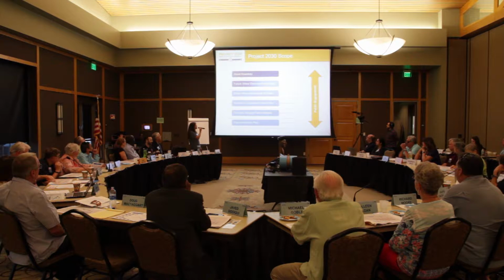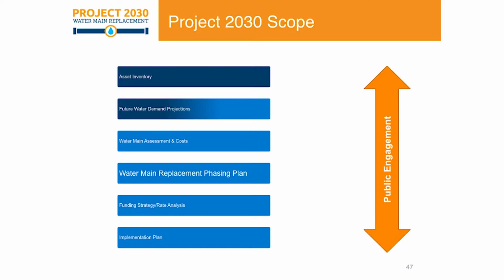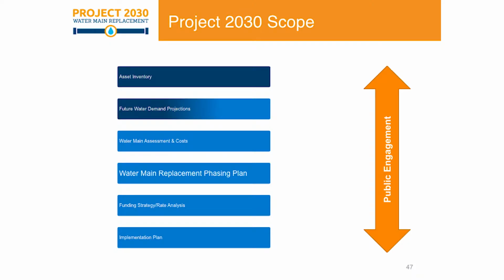The next item is our future water demand projections. As you can see, that's partially highlighted. We are currently working on that, and Roger with Harris will talk about that in a little more detail later. And then the other future tasks that are also listed on your various workshops and on your schedule are our water main assessment and costs, our water main replacement phasing plan, and then we'll be looking at funding strategies and doing a rate analysis as well. And then finally, we'll be doing an implementation plan.